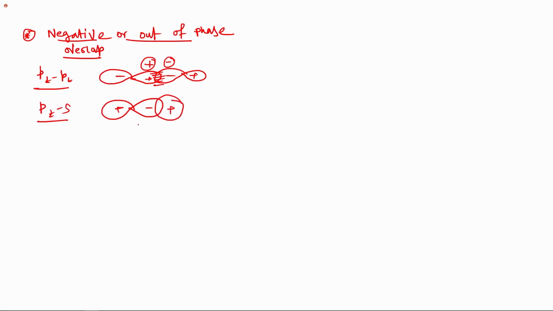S orbital is always positive. So this overlap also is formed, but here what is happening? It is negative and it is positive. That's why it is an out of phase overlap. Here also the overlap is formed, and here also the overlap is formed, but this is positive and this is negative. This is negative and this is positive. So these two phases are different. That's why these are out of phase overlaps.